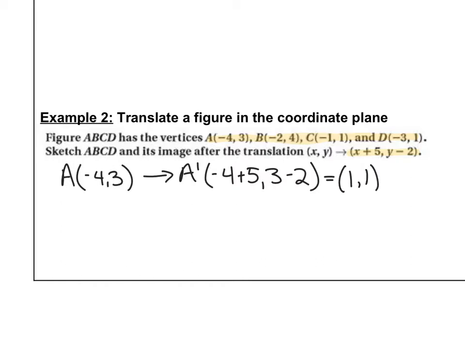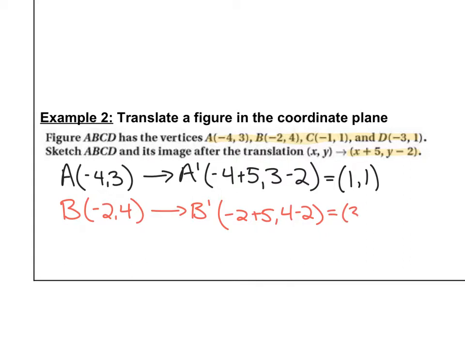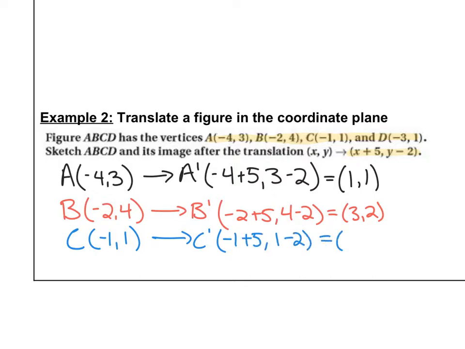I'm going to do the same thing for B. Again, probably going a little overboard in my explanation here, but I just want you to understand how this works. So it'd be negative 2 plus 5 and 4 minus 2, giving us positive 3, positive 2. C started at negative 1, positive 1. When we translate to C prime, negative 1 plus 5, positive 1 minus 2. That would net us out at 4, negative 1.